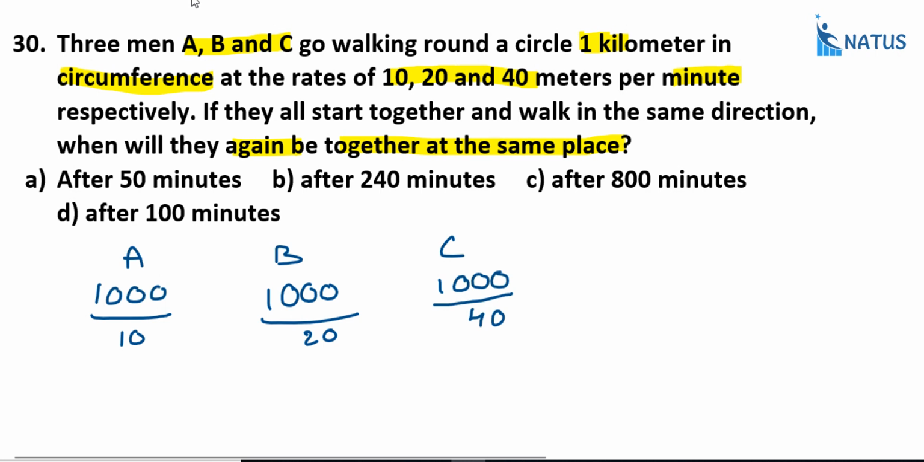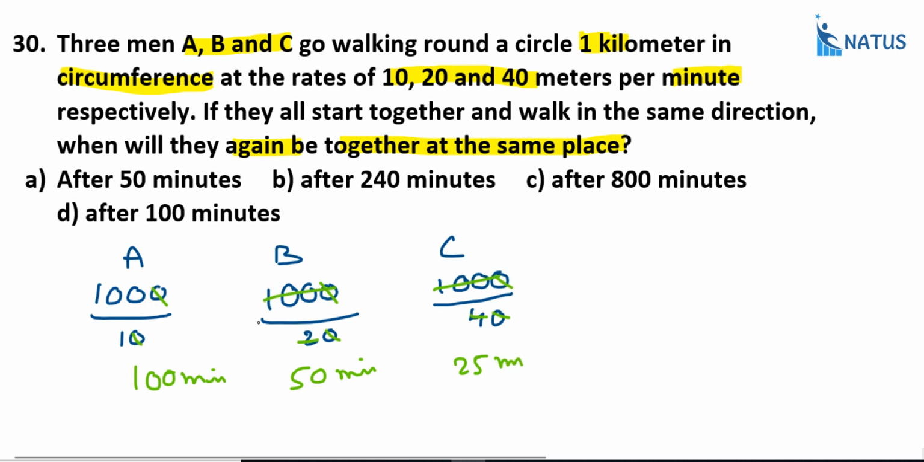How much time is taken to cover 1 kilometer by A? That is equal to 100 minutes. How much time is required for B to cover 1 kilometer? That is equal to 50 minutes. And next one, how much time is required for C to cover 1 kilometer? That is equal to 25 minutes.